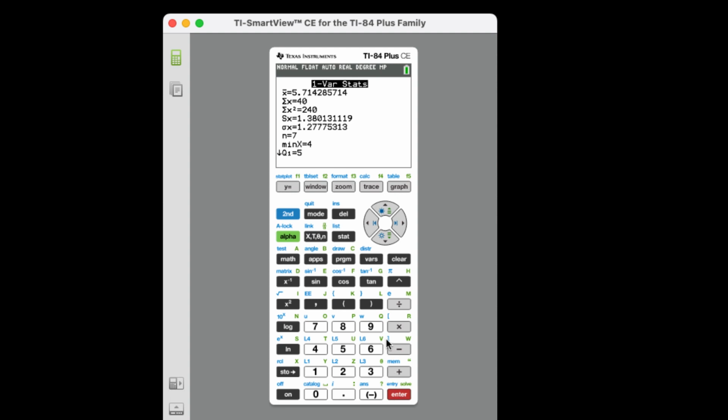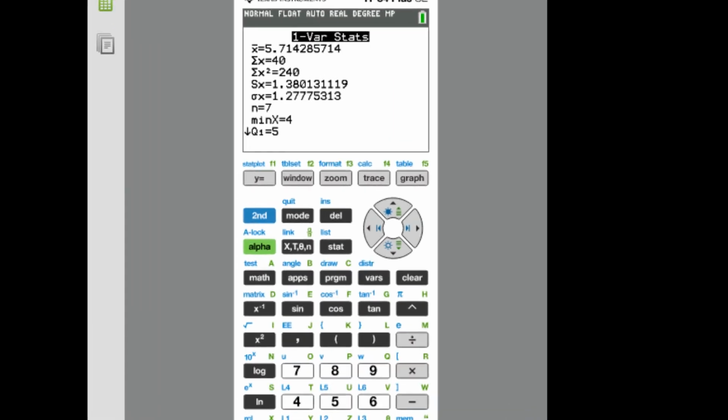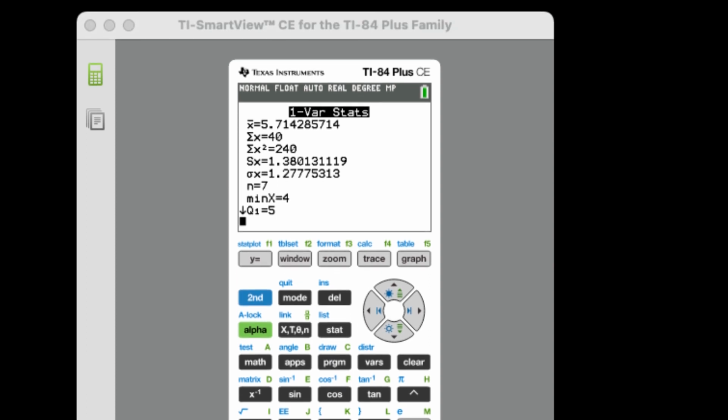What's your sample mean? Let's go to the nearest tenth here. 5 point what? What's the sample standard deviation? That's the Sx. Do you guys remember I said that to you guys? Oh, sample standard deviation's right there. It's the Sx. What is it to the nearest tenth? This is 1.4.